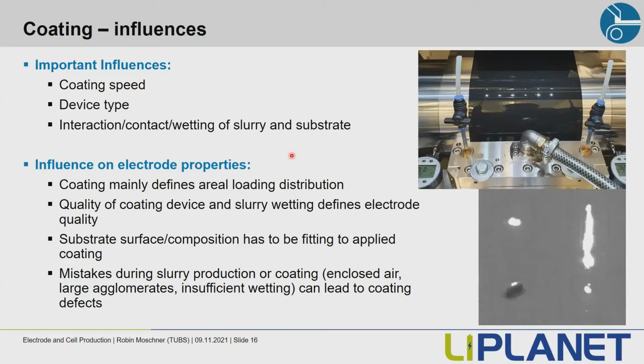The main influence of the coating step on the electrode properties is that the coating is the most important step defining the area loading distribution of our electrode, and also the quality, because the quality of the coating device and the quality of the wetting of our slurry onto the current collector define the quality of our electrode later. So on the one side, we have to choose a substrate which is fitting for our slurry, and we have to see that mistakes we create during slurry production or coating, for example, enclosed air from insufficient degassing, or large agglomerates, or insufficient wetting, can lead to coating defects, which are exemplarily shown here, like free spaces or agglomerates.